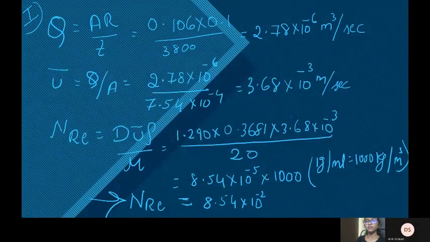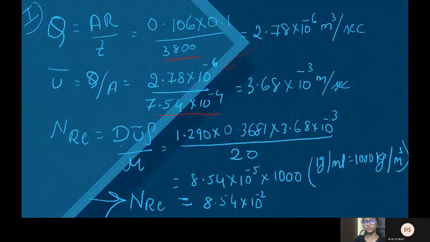Here is a sample explanation of how to calculate Reynolds number. Q equal to A R by t. A is 0.106 into 10 power minus 1 by t. Time varies and these both remain constant. U bar equal to Q by A. Q can be calculated from the above equation, and the area remains constant throughout the experiment.